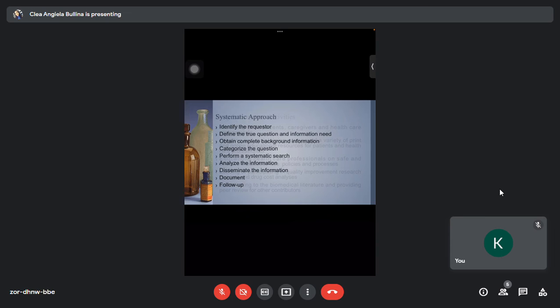Example, we have product availability, adverse drug event, compatibility, compounding or formulation, and also dosage drug administration. Also, if there is drug interaction. Okay, you classify that according to the type of drug information needed, may it be academic, patient-specific, or population-based, or you classify it according to type of question. Ano ba yung type of question niya?